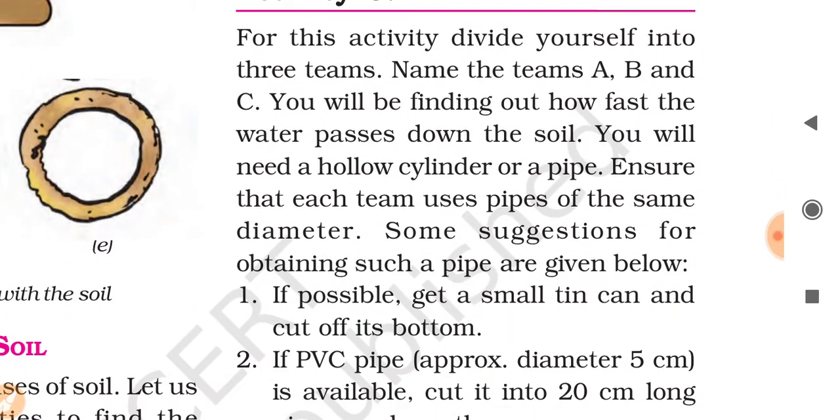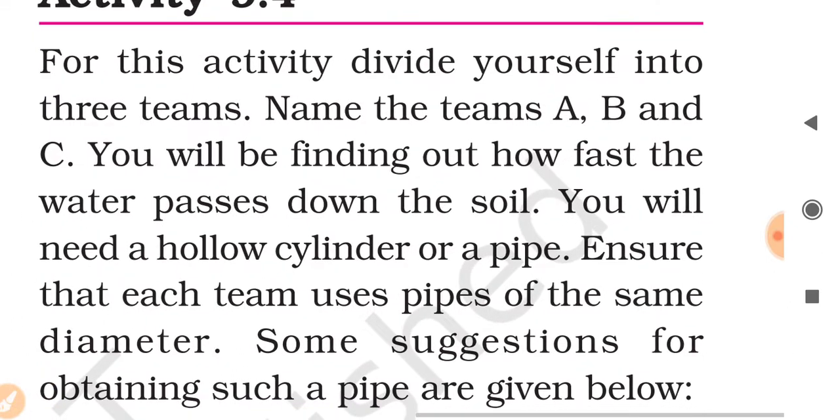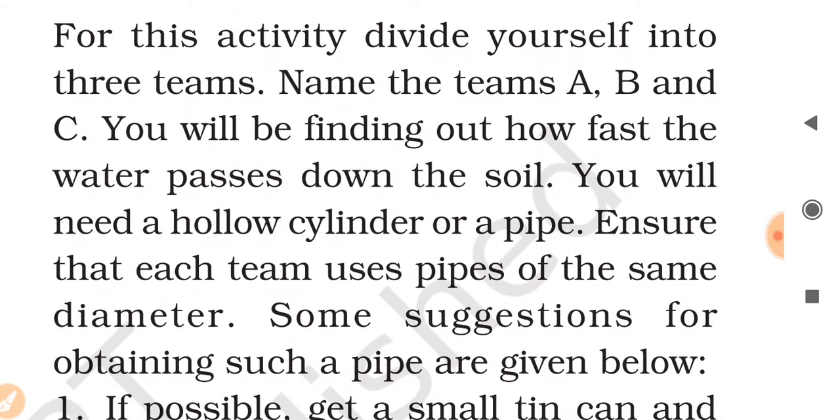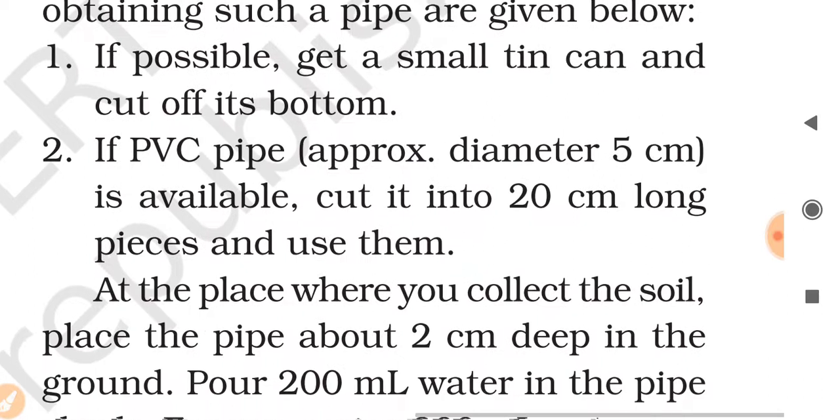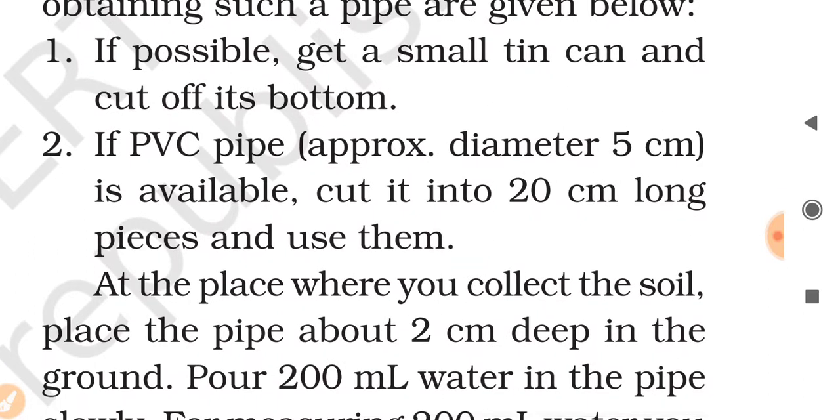For this activity, divide yourself into three teams: team A, B, and C. You will be finding out how fast the water passes down the soil. You will need a hollow cylinder or a pipe. Ensure that each team uses pipes of the same diameter. Some suggestions for obtaining such a pipe are as follows. If possible, get a small tin can and cut off its bottom.